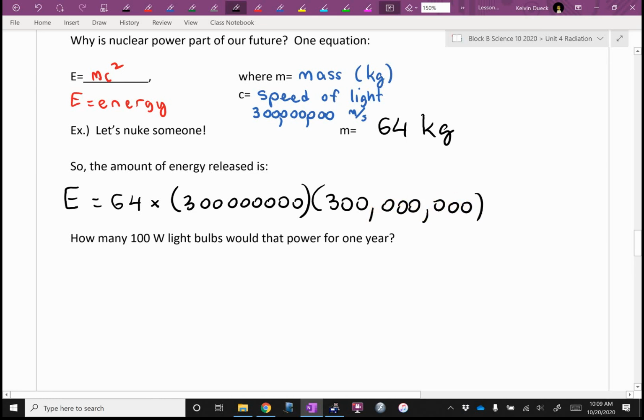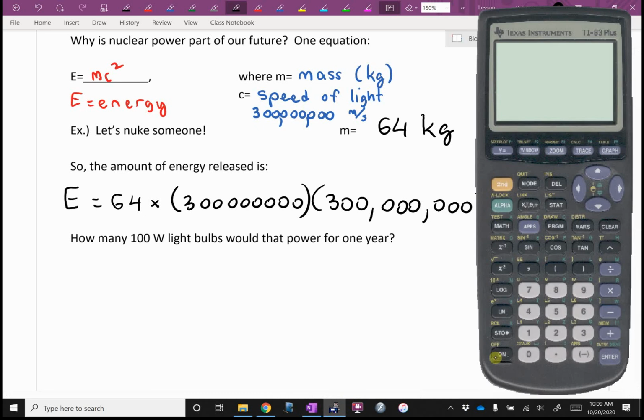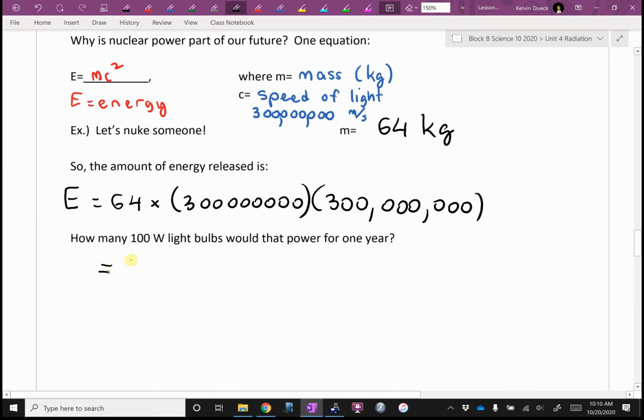Or you multiply by the 3 with 8 zeros again. So I have a squared button on my calculator because I have a scientific calculator. So if I go 64 times a 3 with 1, 2, 3, 4, 5, 6, 7, 8 zeros squared, I get an answer that's too big to fit on the screen. My calculator says 5.76 and then E18. What does that mean? It means the answer is a 5, a 7, a 6, and then 16 zeros.